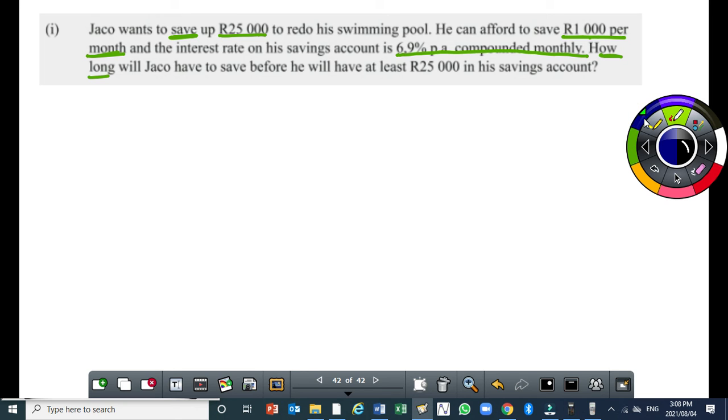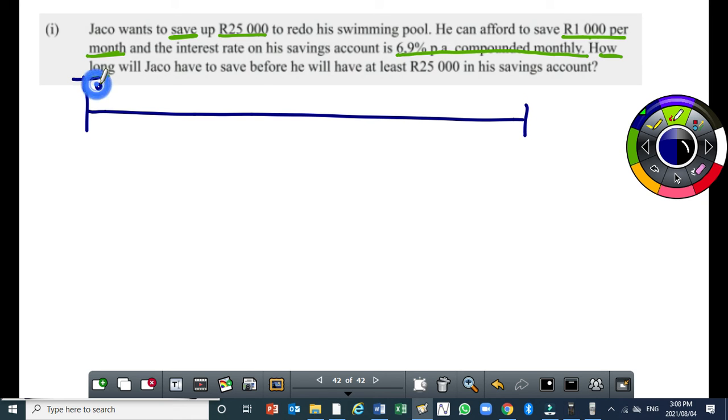So let's just draw a short timeline. So our timeline looks like this. Now, in this question here, there is no word immediately. Right? So it means the first payment is going to be made at T1. There is no word immediately. So we have T0, T1, and then we have got. Now, the total number of years is the one that we want to calculate. We don't know.